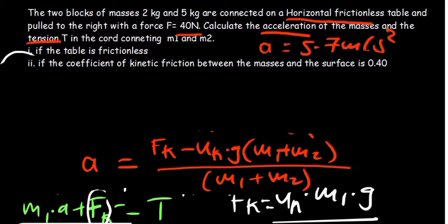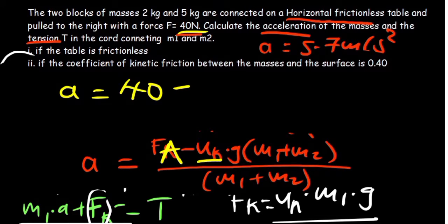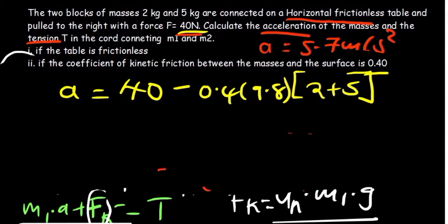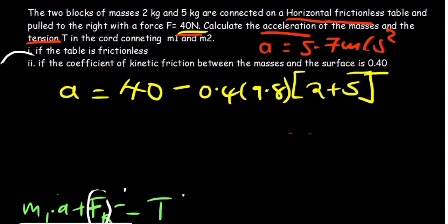Okay, so our acceleration is equivalent to, this is the force applied, not force of friction. The force applied was 40 newtons. What is the mu k? Our coefficient of friction is 0.4. Our gravity is 9.8. If you open the brackets, our mass m1 plus m2 is 2 plus 5. So we are dividing by m1 plus m2.